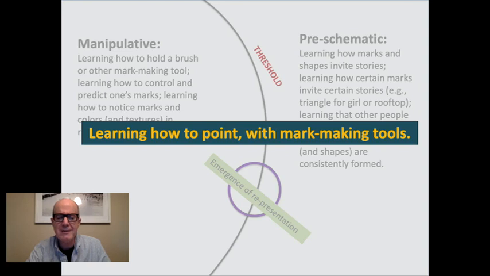And like I say, we art teachers are always on the lookout for moments when we think our students might be learning how to point with mark-making tools, paying very close attention to that, and then trying to be as effective as we can in helping students feel successful, helping students feel challenged, and helping students to continue to go on. It's not a one-time thing. We see this happening in the marks that children make again and again.